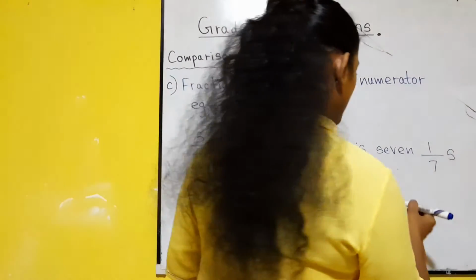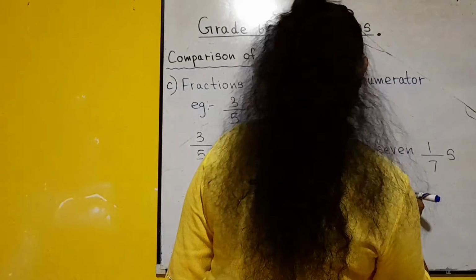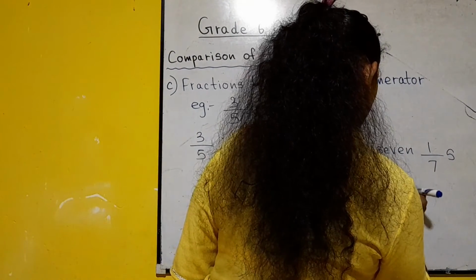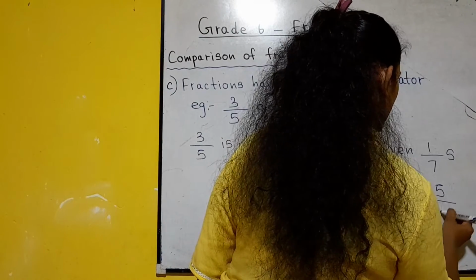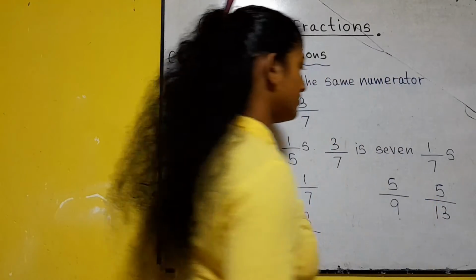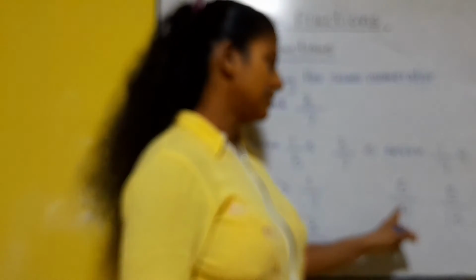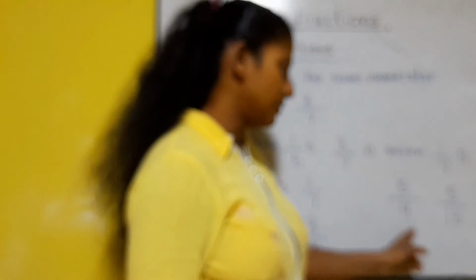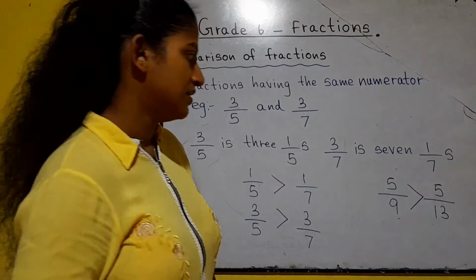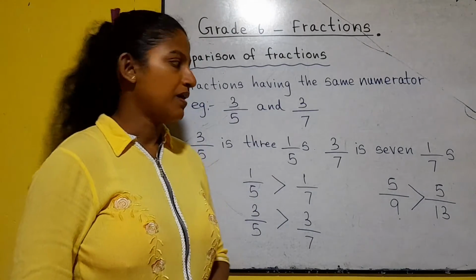We will take another two examples. I will take this one, 5 over 9 and 5 over 13. The two numerators are 5 here. Then how to select the largest fraction, the greatest fraction? This is the smallest denominator. So this fraction is the largest fraction. That is the thing that we have to understand here.